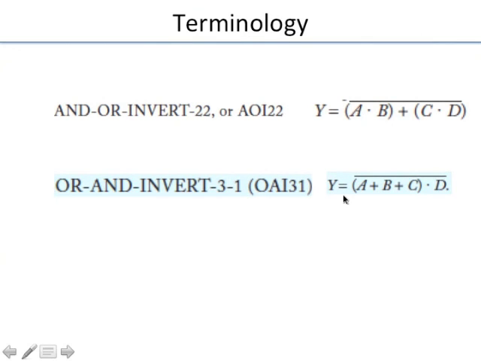OR-AND-invert means the first stage is all ORs, the second stage is AND. And it's 3-1. So the first OR gate gets 3 inputs, the second OR gate gets 1 input, which means I might as well not have the OR gate, right? You can just remove it, and so you have this kind of a structure. Yes, this is also giving you the sequence. The first stage is an OR, second stage is AND.